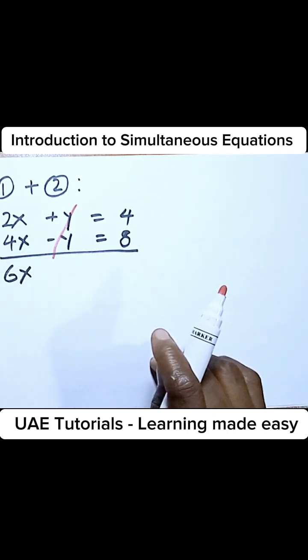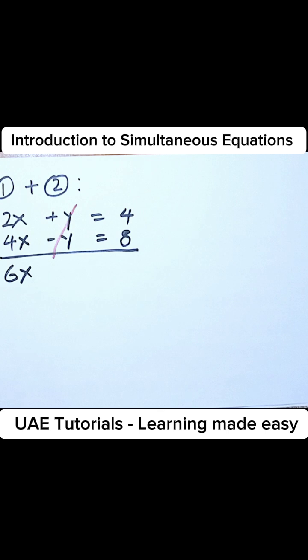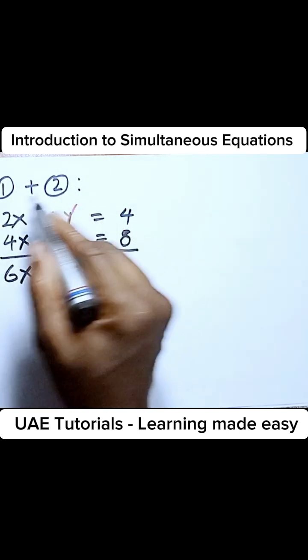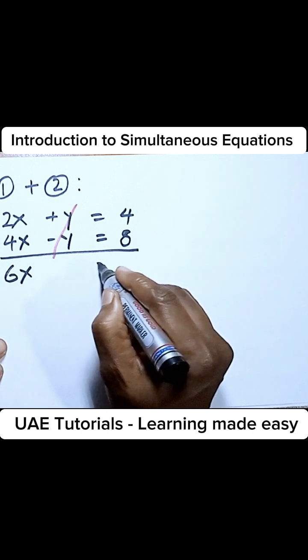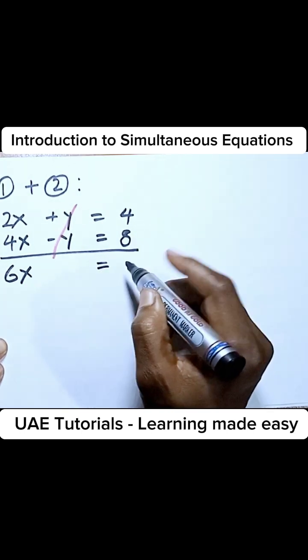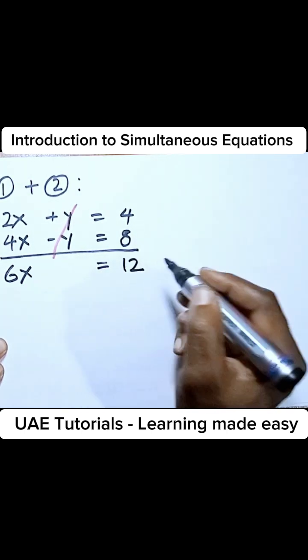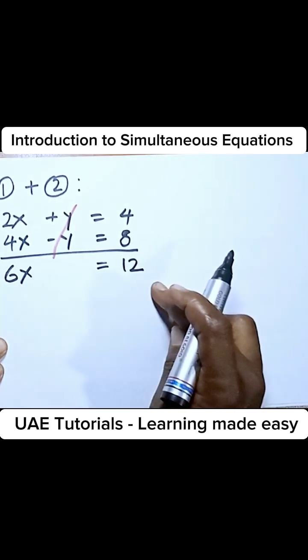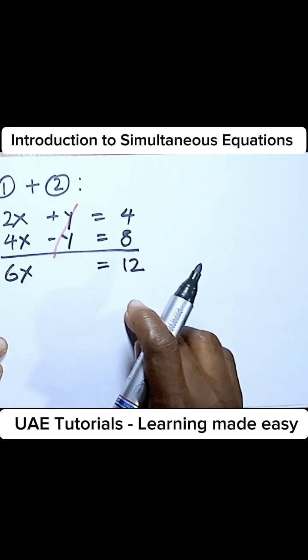1 minus 1 is 0. 1y minus 1y is also 0. So that is the goal. That's the reason why I am performing this operation. And 4 plus 8 will give me 12. So I now have a new simple equation, 6x equals 12.